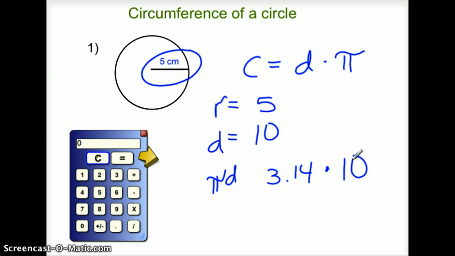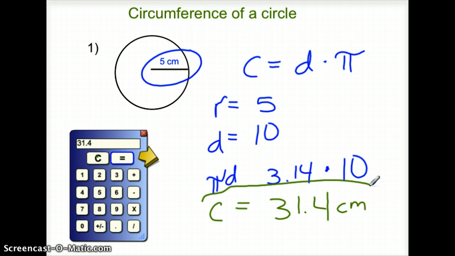A lot of you could do that in your head. If you can't, plug it into your calculator right now. You should get 31.4. So my circumference equals 31.4. Make sure you label it centimeters. And when you're using your calculator, that's fine, but still make sure you're showing your work. So if you make any little mistakes, we know where we can help you.